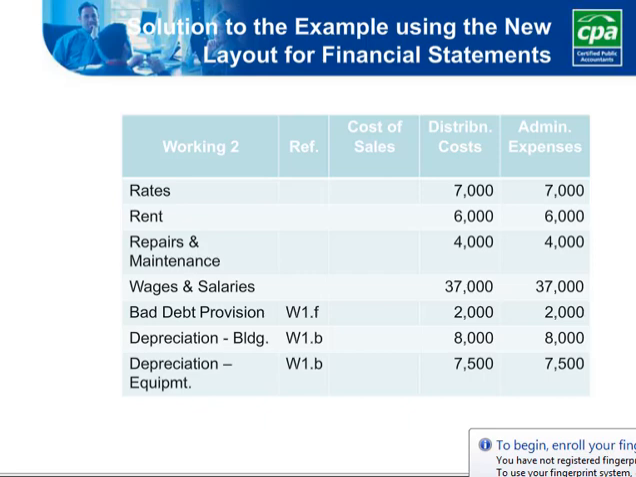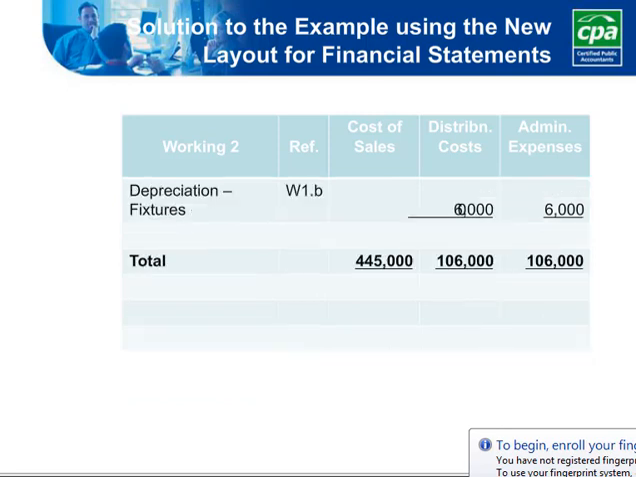We continue in the same vein for rates, rent, repairs and maintenance, and wages and salaries, where we split them 50-50 into the relevant expenses. We also have to consider the adjustments for bad debt provision, so working 1.F of 4,000 to split 50-50, as are the three depreciation figures for building, equipment and fixtures. At this stage we should have ticked off all the various expenses from our trial balance, and as a consequence we're now in a position where we can do our totals.